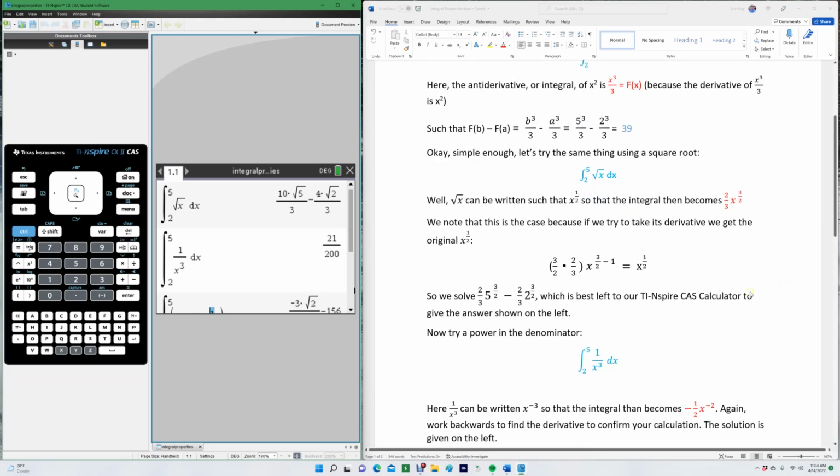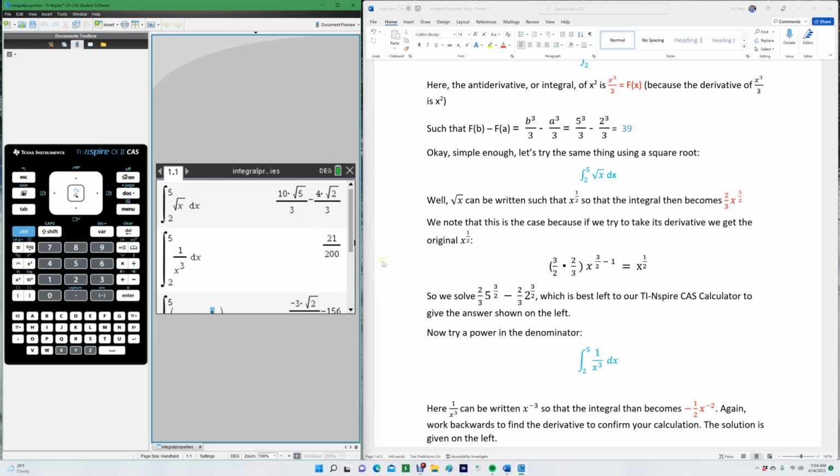So we solve 2/3 x to the 3/2 using 5 and 2 as our values, and this is best left to our TI-Nspire CAS calculator, which gives an answer shown on the left. 10 times the square root of 5 over 3 minus 4 times the square root of 2 over 3. That's the exact answer. It can be approximated by solving with your calculator.